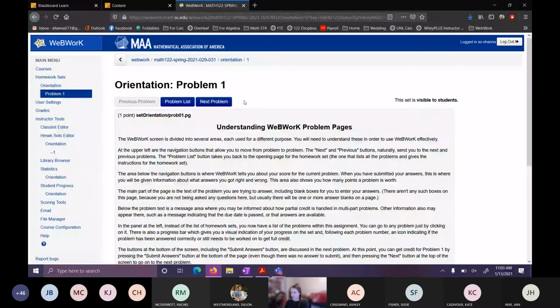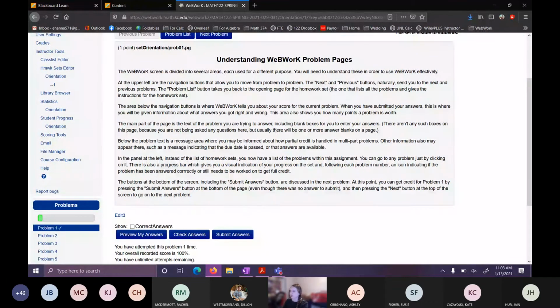So WebWork is going to look a bit more bare bone than you might be used to if you've used a lot of the other fancy, Wiley, Cengage, and all that jazz. But essentially, it's much more bare bone because, hey, it's free. So hopefully that's not too big a deal.